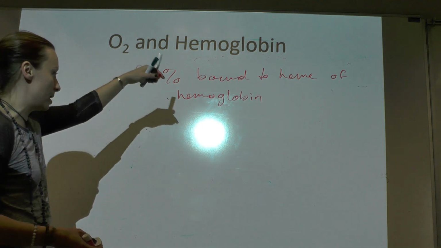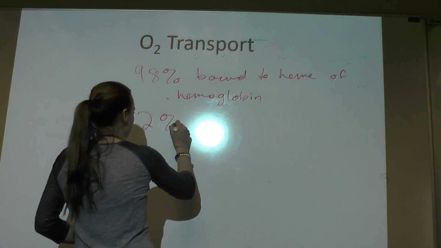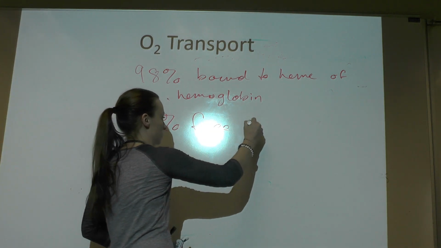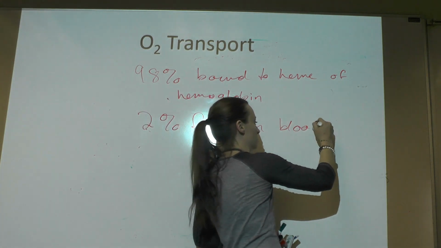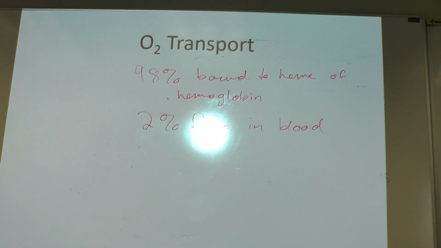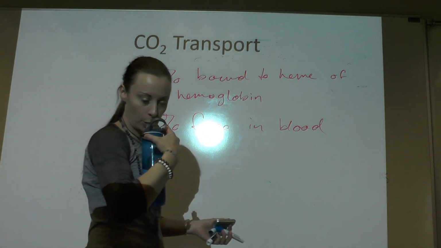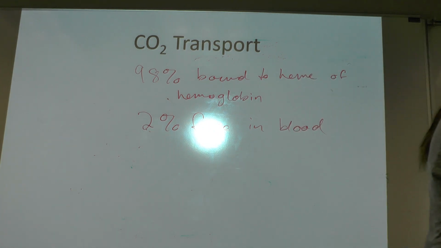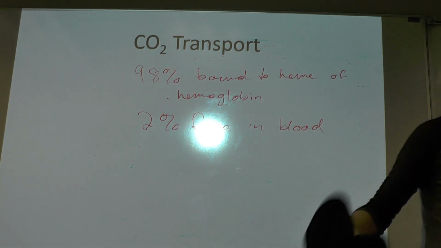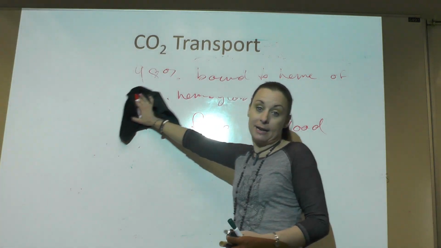98% of it is bound to the hemoglobin. The other 2% is floating free in the blood. All right, what about CO2? CO2 is primarily transported as bicarbonate ion.